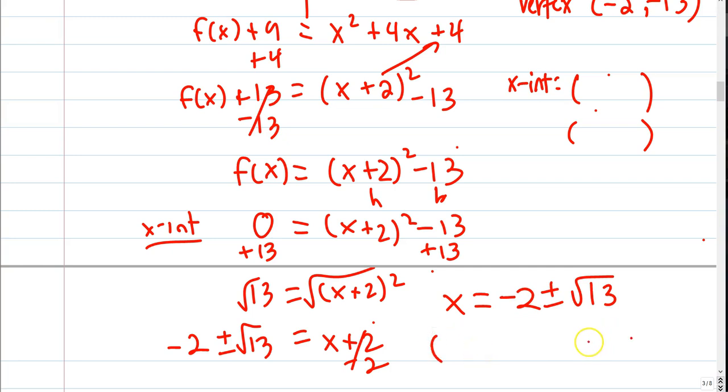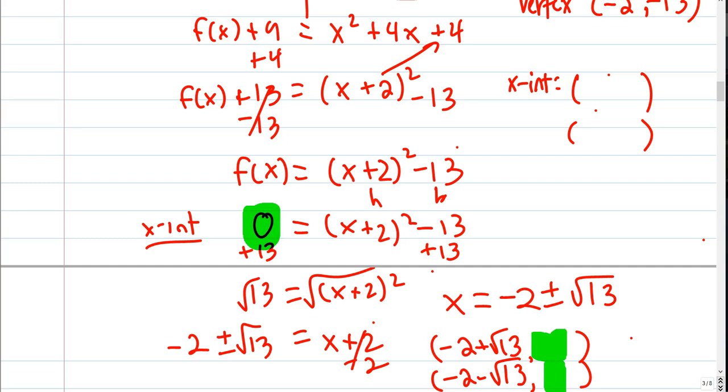This is, by the way, not 1 point. This is not negative 2 plus root 13, negative 2 minus root 13. These are actually two different x values. X is equal to negative 2 plus root 13. X is equal to negative 2 minus root 13. What's the y value? Remember, we did this by setting the equation equal to 0. So the x-intercepts will always have a y value of 0. Those would be our x-intercepts. Okay? Write those down.